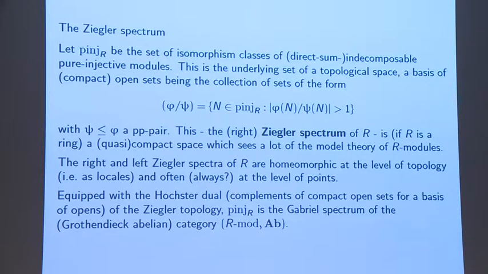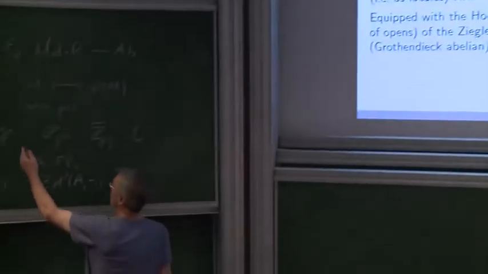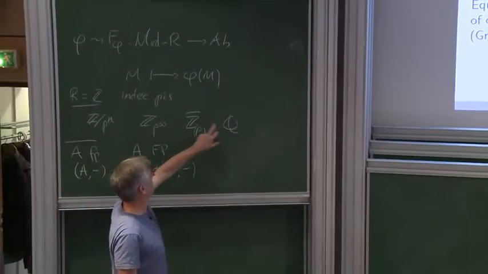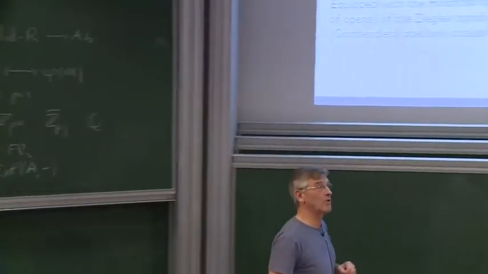Right, so it's a topological space. You look at the set, it is a set, of isomorphism classes of indecomposable pure injective objects. Okay, so in the case of the integers, if the ring was Z, you'd be taking these, and that. Okay, and you topologize that set.